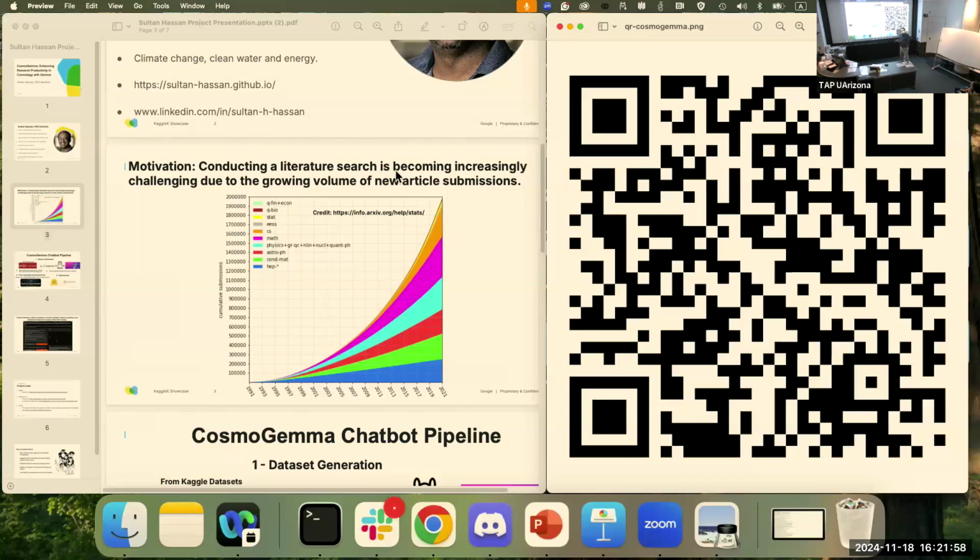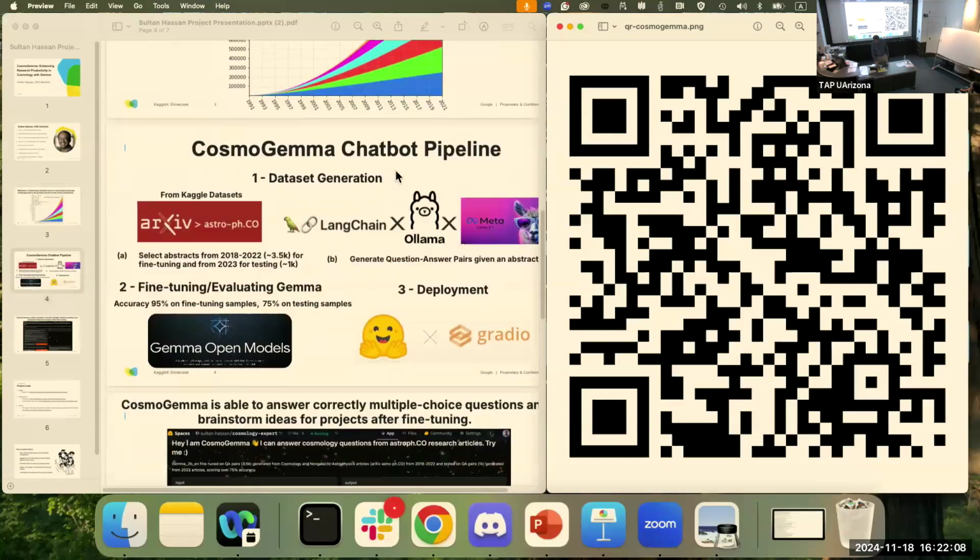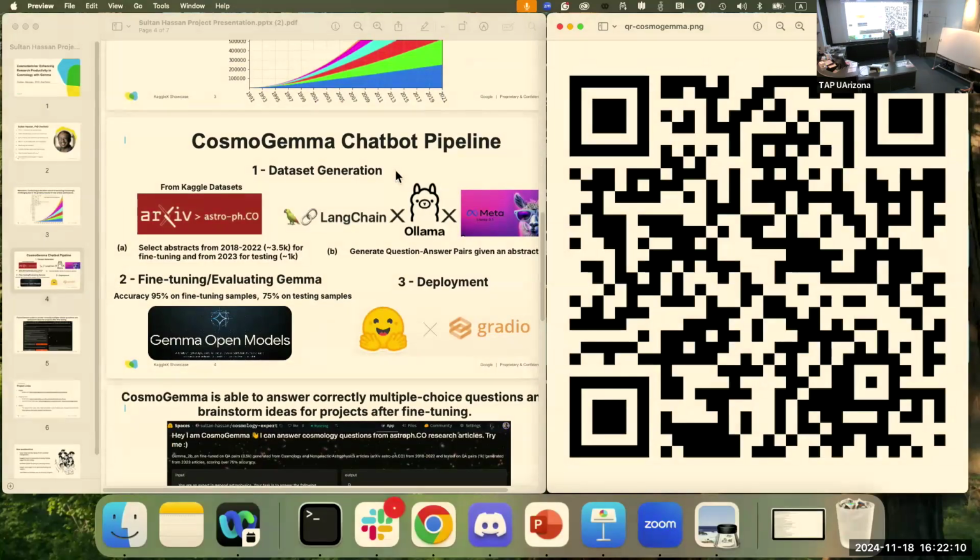And we know that with large language models, you usually fine tune them to develop domain specific models. It usually works much better. So for the pipeline, I developed something called Cosmological, it's online, you can look it up and see it. And it's a chatbot, right? So how do we do this? We have 3 components: dataset generation, fine-tuning and deployment.